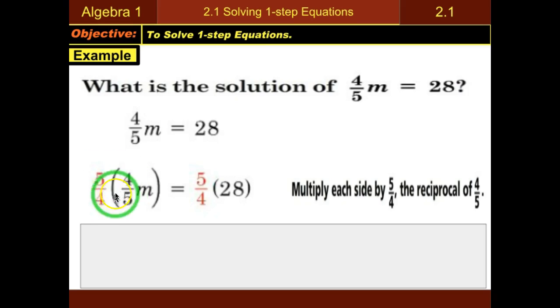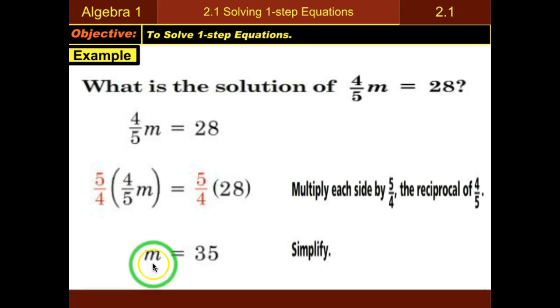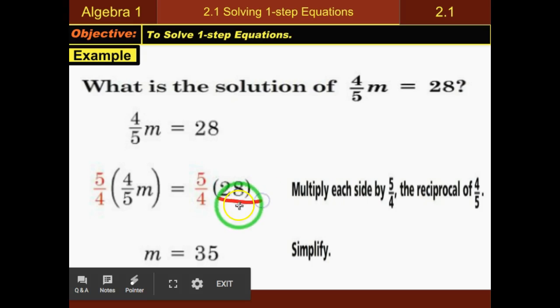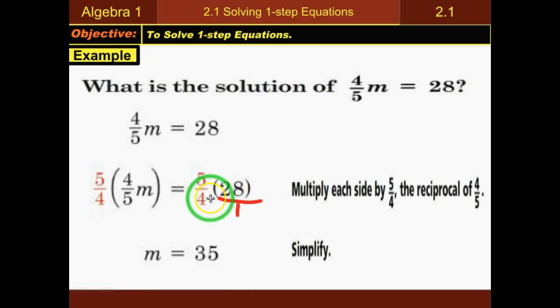5 times 4 is 20. 4 times 5 is 20, so that's a fraction that's 20 over 20. 20 over 20 is 1, so 1 times m is m. Now this one I could do any order I want. Remember, I can write this as a fraction if I want by doing that. 28 divided by 4 is 7. 7 times 5 is 35. Or I could have done 5 times 28 is 140. Divided by 4 is 35.